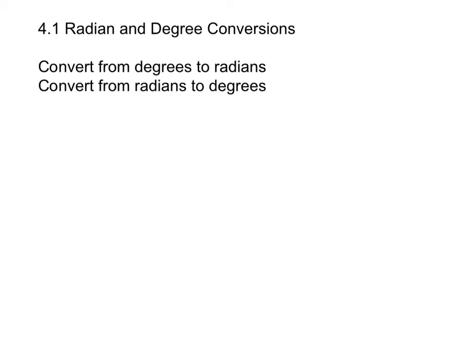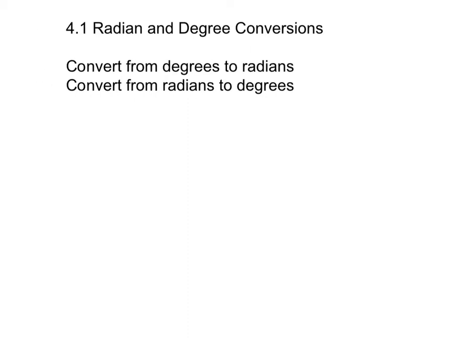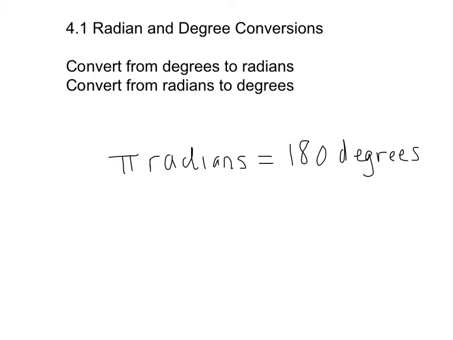Okay, so we know from previous lessons that we have pi radians is equal to 180 degrees. Pi radians are 180 degrees.